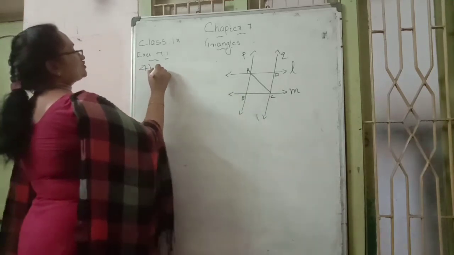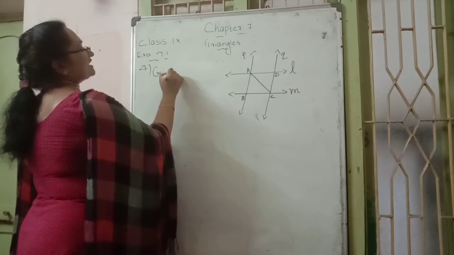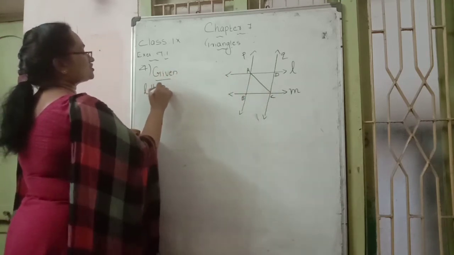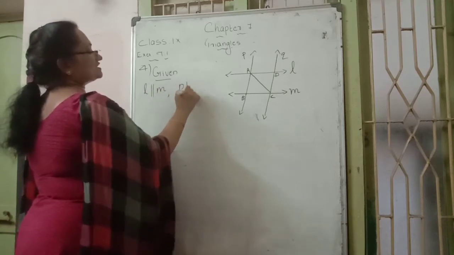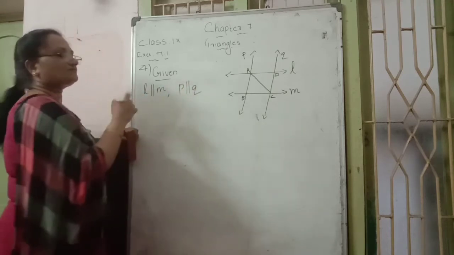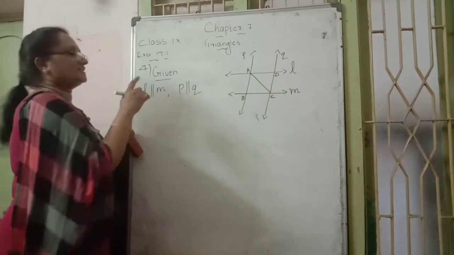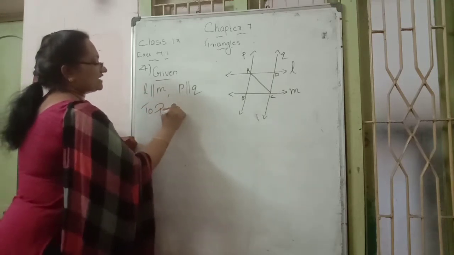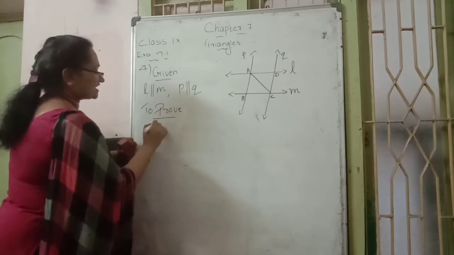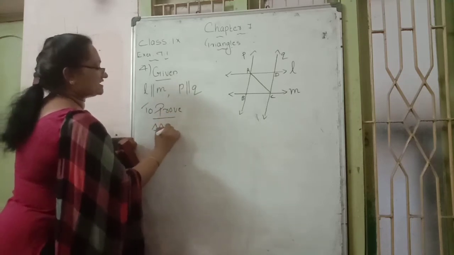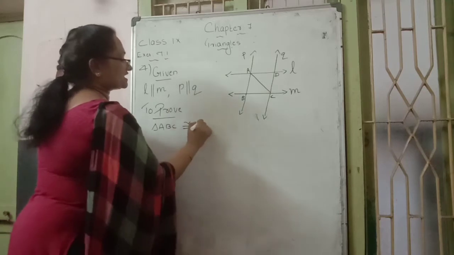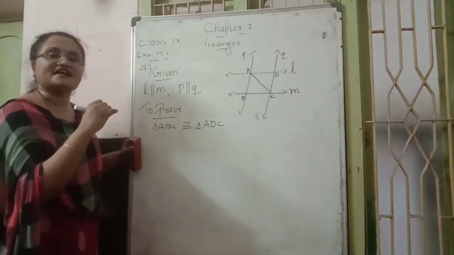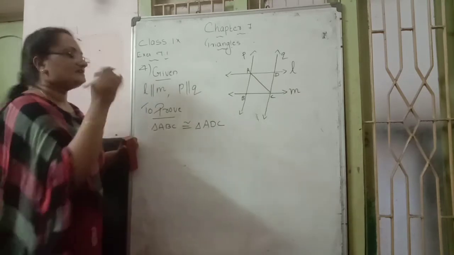So first, how to start a given case. Given case, what is the information? We can say L is parallel to M and P is parallel to Q. These are the information they gave. The next step is to prove. What we want to prove? Prove triangle ABC is congruent to triangle ADC. We want to prove these two triangles are congruent triangles.